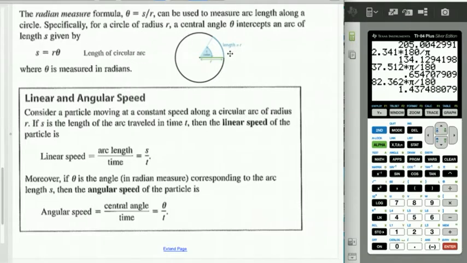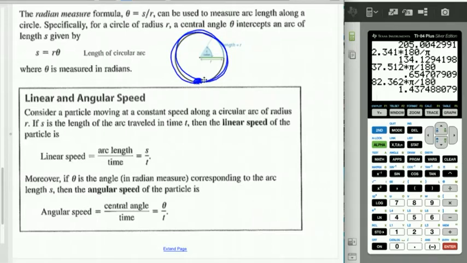Let's say this is a wheel on a bike. If you're trying to figure out how fast the bike is traveling along the ground, you don't actually care about the rotation speed of the wheel. What you care about is how fast a point on the wheel, like this point right here, makes the loop. That's called linear speed. How fast does something on the edge of a circle travel in a line?